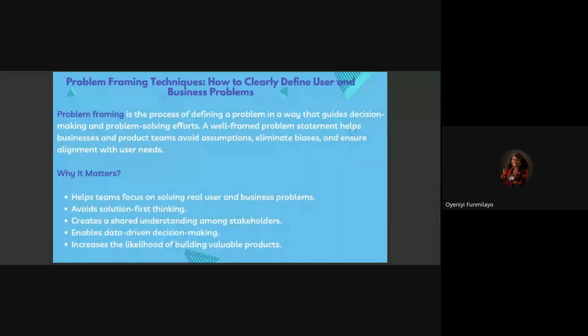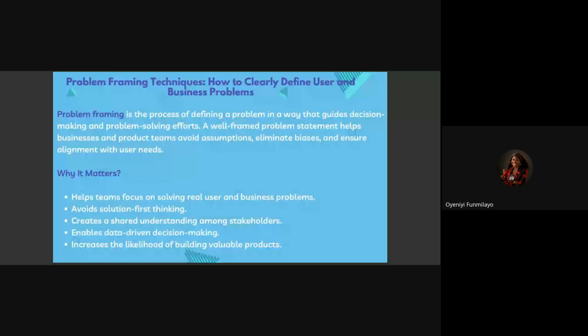So, problem framing techniques: how to clearly define user and business problems. What is problem framing? It is the process of defining a problem in a way that guides decision making and problem solving efforts. A well-framed problem statement helps businesses and product teams avoid assumptions, eliminate bias, and ensure alignment with users' needs. If we don't properly frame our problems, we'll be having a lot of assumptions. That's why the CEO will be saying, I think we should do this, I think we should do that. The team too will be coming up with their own assumptions.